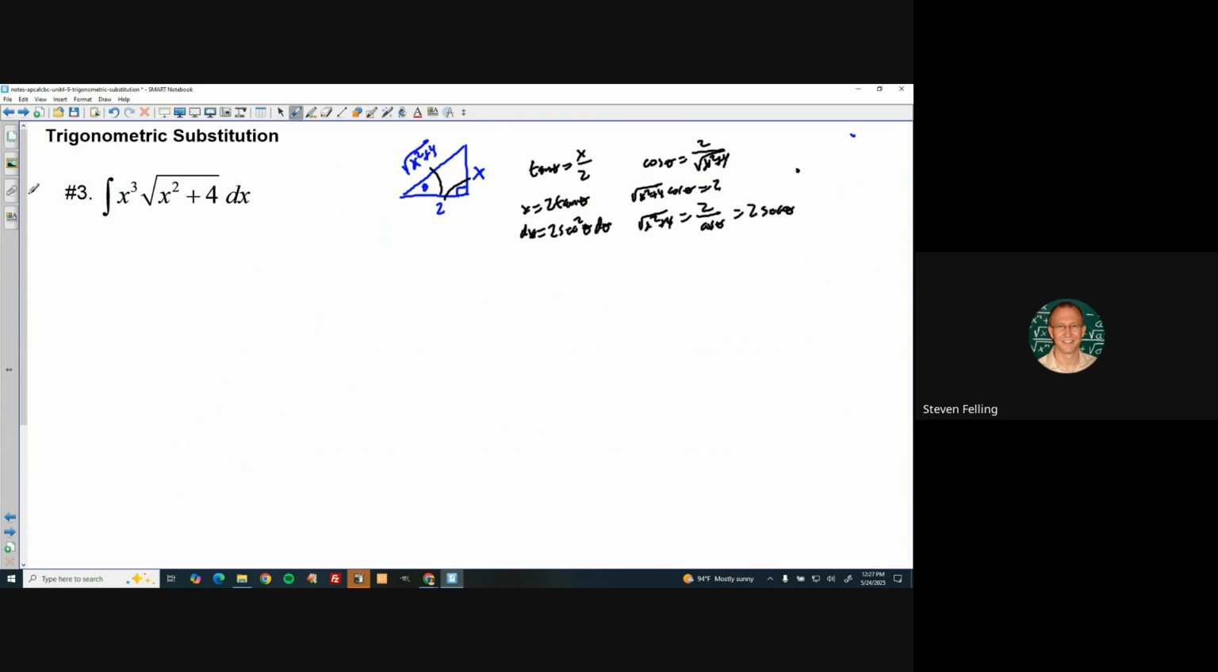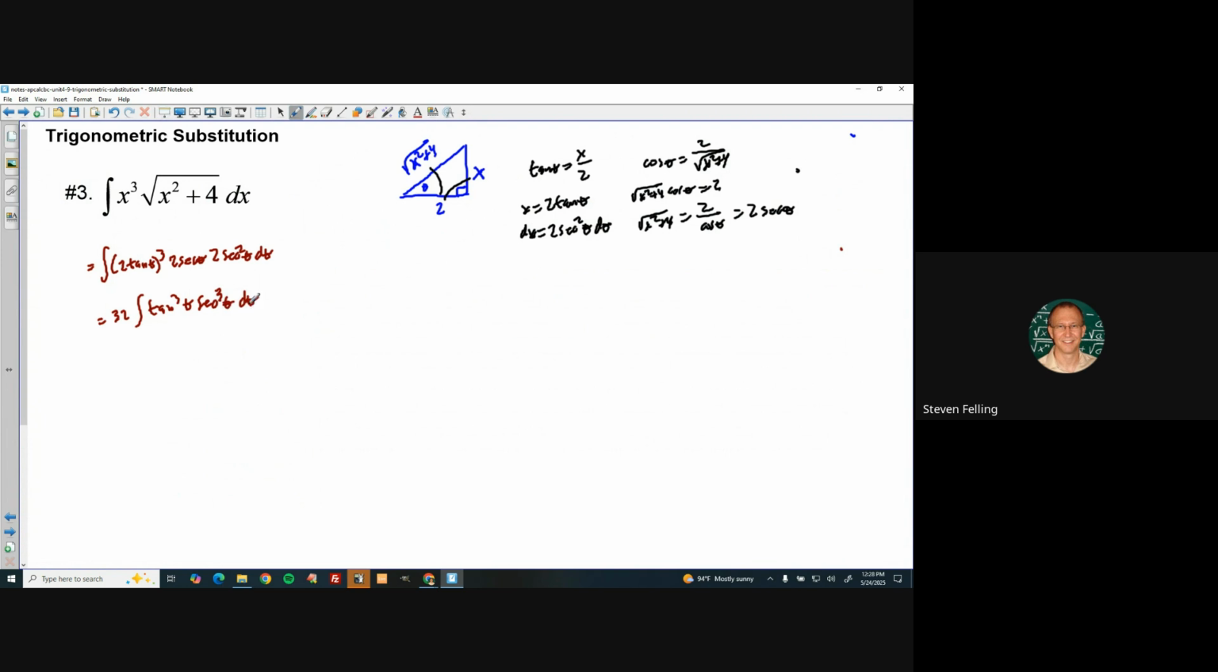And now I can substitute in the original integral. So this is equal to the x cubed, if the x is 2 tangent of theta, being cubed. That radical gets replaced with 2 secant. And then the dx gets replaced with 2 secant squared. Okay, let's simplify this a little bit. We have 2 cubed, which is 8 times 2 is 16 times 2 is 32, right? So 32, I'll bring that out. We have a tangent cubed and a secant cubed.